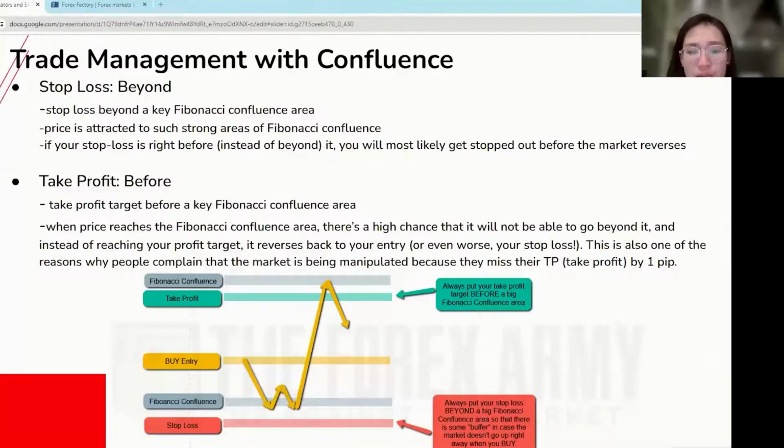Okay, and as for your take profit, we recommend you to place it before any key levels. The reason for this is because when price reaches the Fibonacci confluence area, there's a high chance that it won't be able to go beyond it, and instead of reaching your profit target, it reverses back to your entry, or even worse, your stop loss. So that's also one of the reasons why people complain that the market is being manipulated because they missed the take profit by 1 pip.